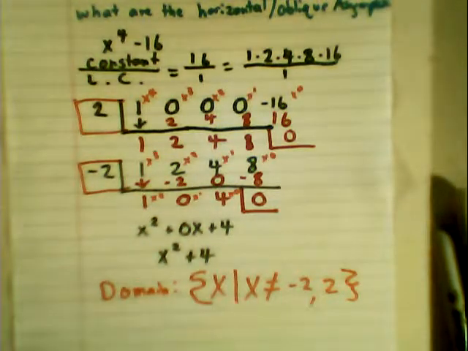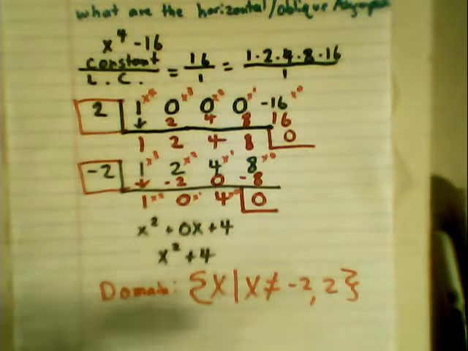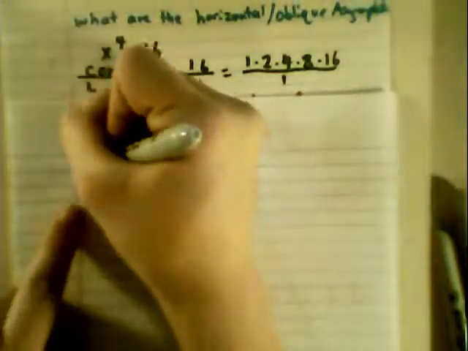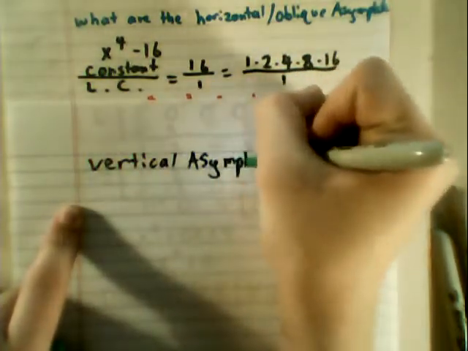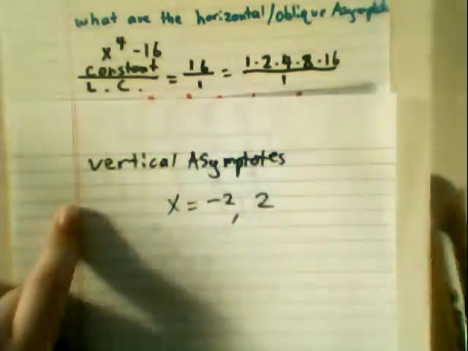Now let's go ahead and find our vertical asymptotes, which is really good because since we know where the discontinuities are in our domain, these right here are actually our vertical asymptotes. So by finding the zeros of our denominator, we were actually finding where our vertical asymptotes are. So I'm going to get a new piece of paper, and I'm just going to write that our vertical asymptotes are x equals -2, 2.